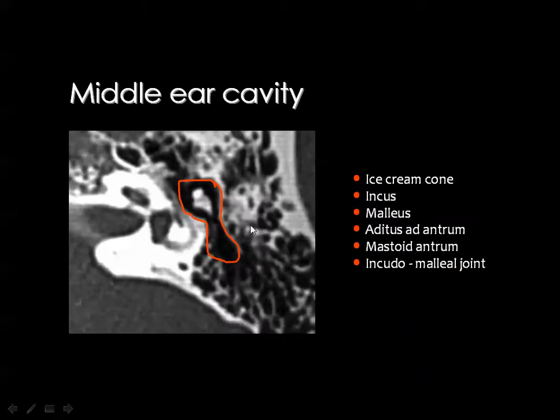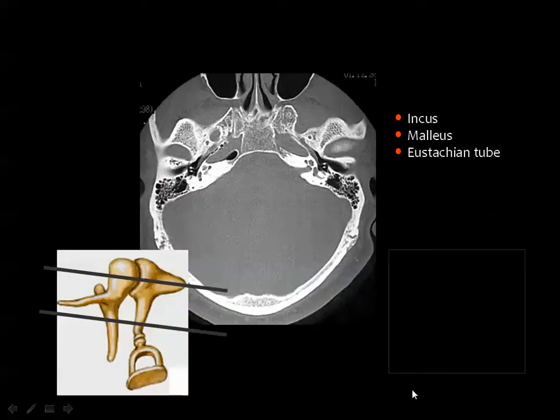Then in the middle ear cavity, it is easy to identify the ice cream cone, which is our anatomic landmark. And here you see the head of the malleus and the body, as well as the short process of the incus. We have said that the middle ear cavity is connected to the mastoid antrum through this canal, which is known as the aditus ad antrum. This narrow canal leads to the largest mastoid air cell, which is known as the mastoid antrum, which is also surrounded by numerous mastoid air cells, as you can see here.